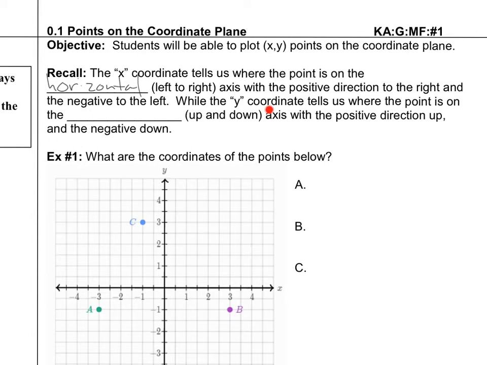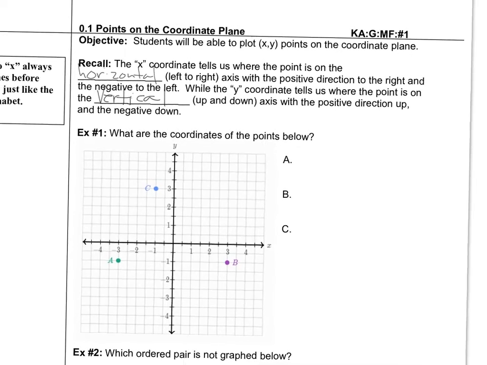And remember, the y-coordinate tells us where the point is on the vertical axis. That's the up and down axis. So here you go, with the positive direction up and the negative direction down. There you go. So, for example number 1 here.